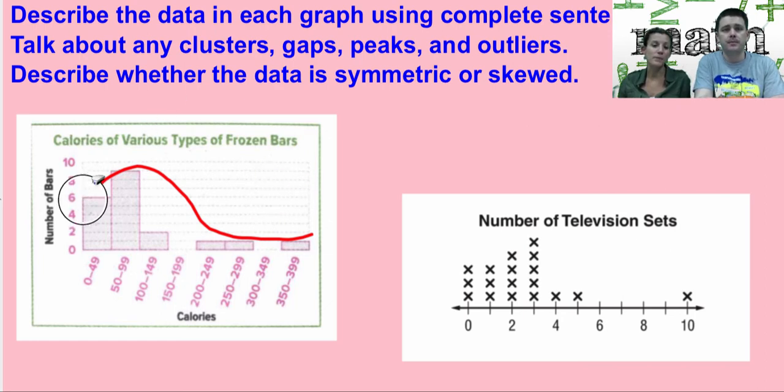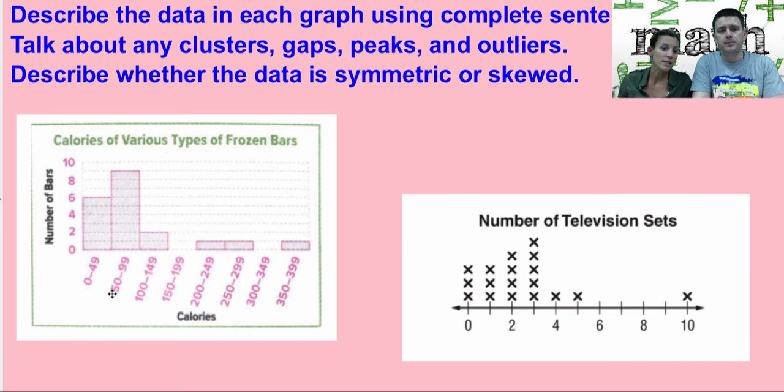We have a gap between 150 and 199 and 300 and 349. So there are two gaps in our histogram. We would say there is a peak in the 50 to 99 range. That's our highest one. And we have a cluster between 0 and 149. Notice, Mrs. King didn't say there was another cluster over here. If there's only one of something there, that doesn't count as enough of a cluster. If there's just one person standing alone, they're not really going to be a cluster of anything. So unless there's a large group of them all grouped together, we can't call it a cluster.